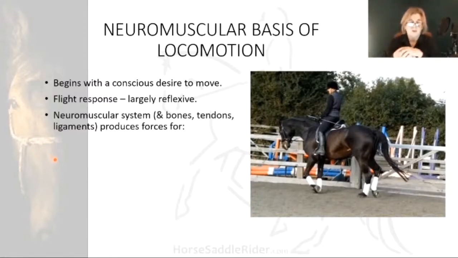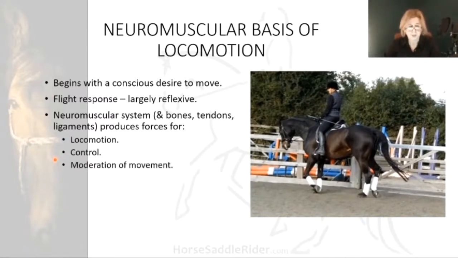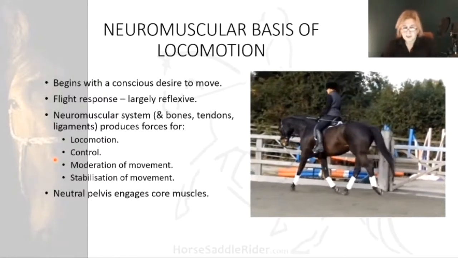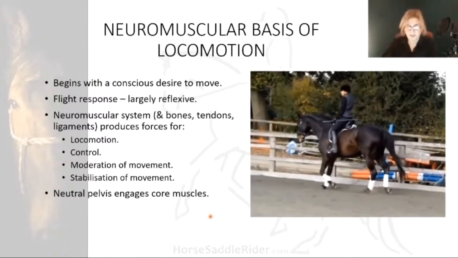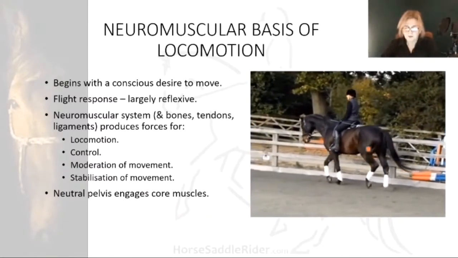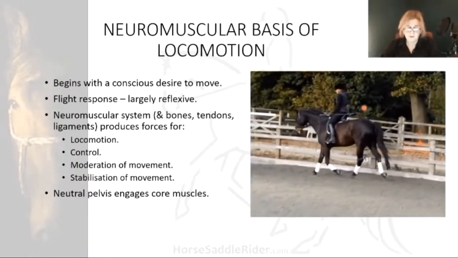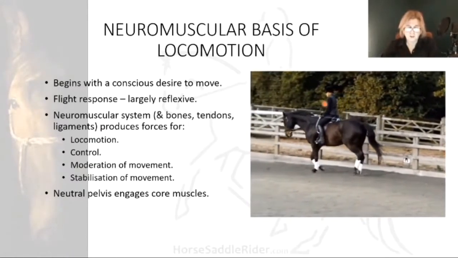And the neuromuscular system, which is the bones forming the levers and the tendons and the ligaments, produces forces for locomotion, control of the gait, moderation of movement, stabilization of movement. Placing the pelvis in neutral can engage core muscles to assist with that. Taking a look at all that in action, think of the levers being made: the bones, the muscles, the nerves which initiate this movement, how stable the rider is. And this is all conscious desire to move.